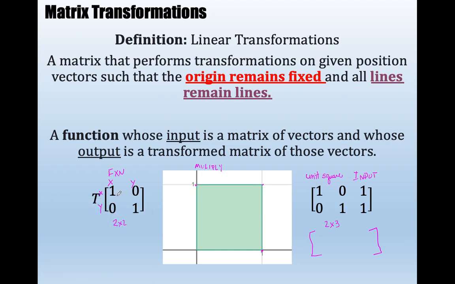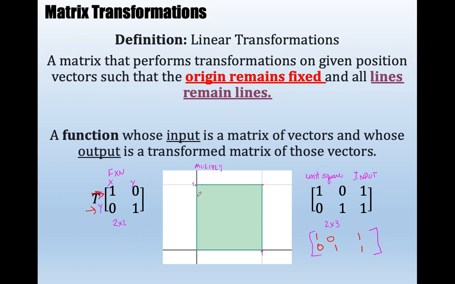And I'm going to follow the rules of multiplication. 1 times 1 is 1, and 0 times 1 is 0. Then I'm going to do 0 times 0, which gets me 0. So I'm working here. And then I'm going to do 1 and 0, which is 1. And then I'm going to go to the second row and do 0 plus 0, 0 plus 1, and 0 plus 1.